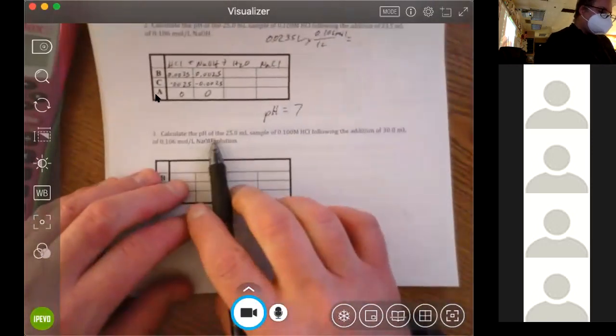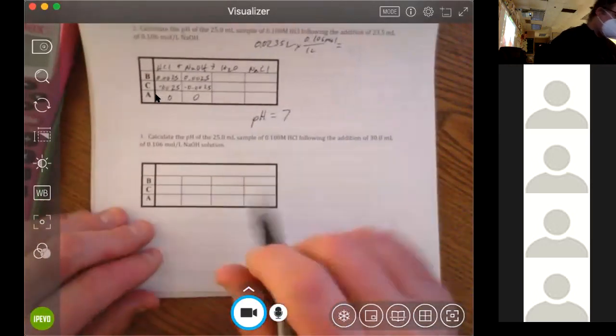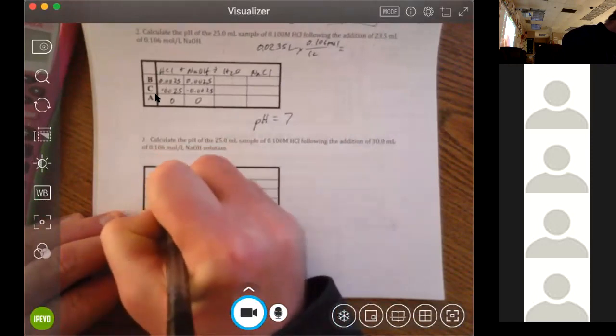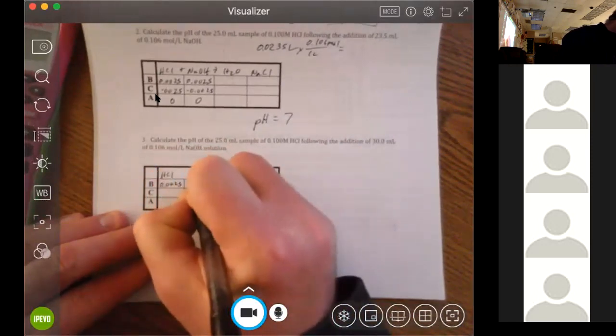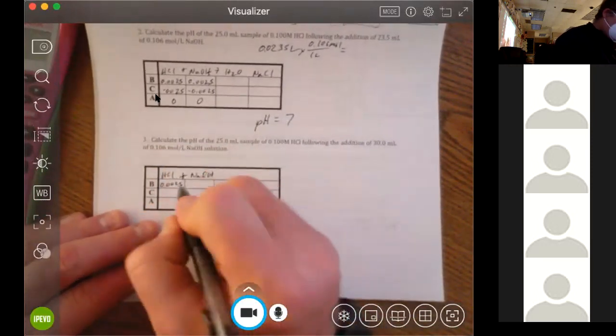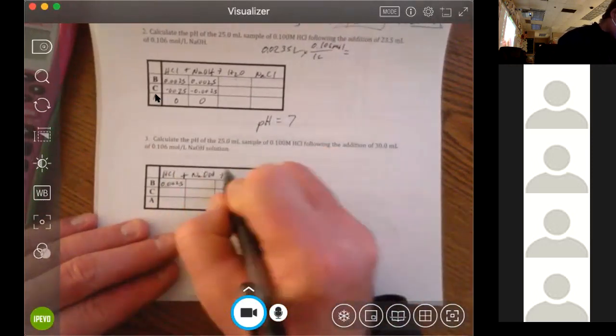So now it says calculate the pH of the 25 milliliter sample of 0.1. So we are used to this sample now. Asking the good questions, Monk. It's always fun when you're asking the questions for the next lecture.